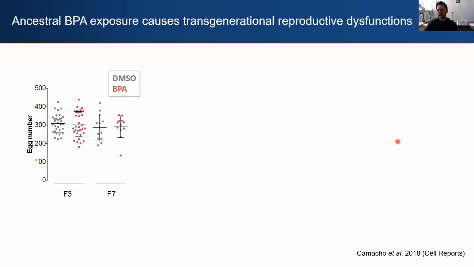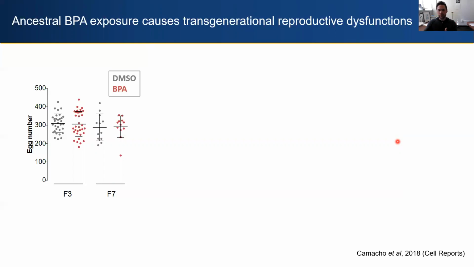So I'm only going to give you snippets of a work that was published in Cell Reports last year. We did this ancestral P0 exposure to BPA and then looked at the F3, where we know that by using a sensor, things are not normal at the level of the epigenome. And then at the F7, where things seem to have gone back to normal.